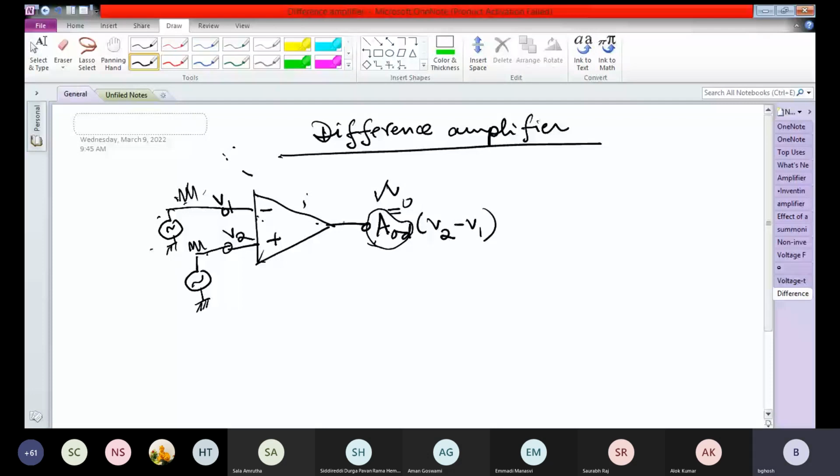He can control the gain. He can control the closed loop gain. Everything is in his control. So that makes the operational amplifier particularly useful. So remember that. So we have a circuit like this.